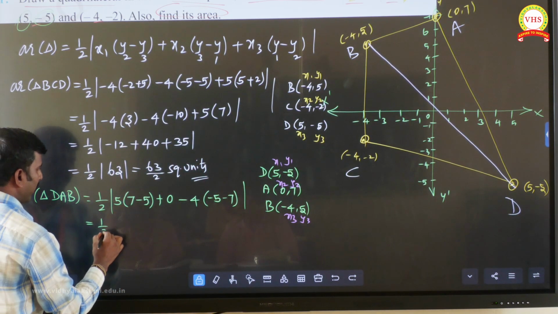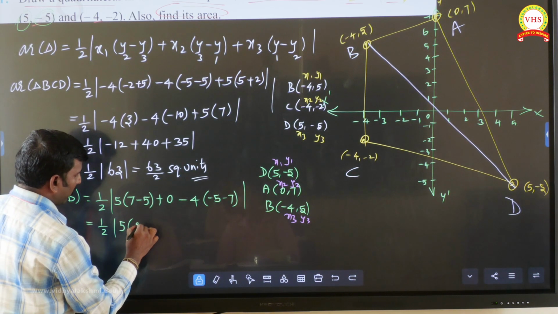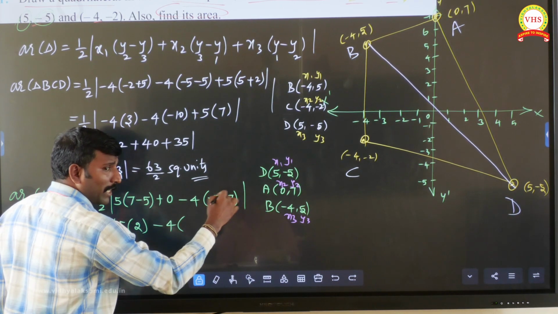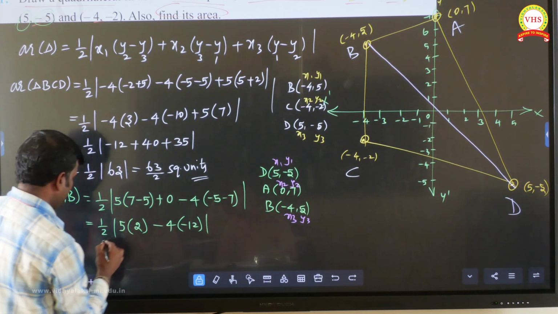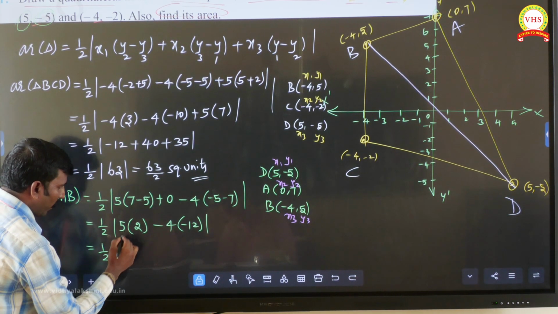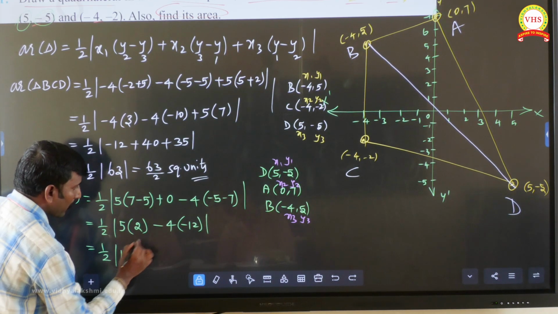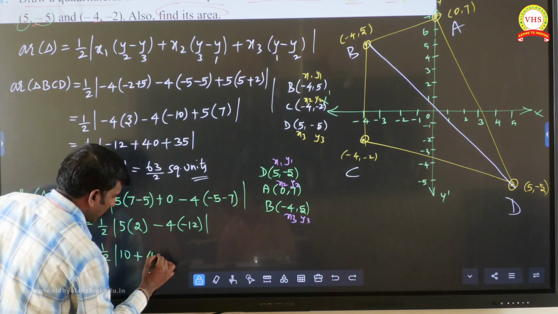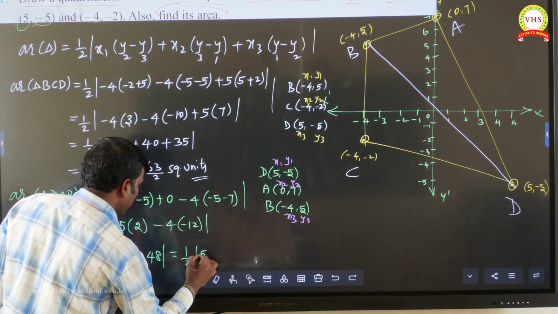So 1 by 2 into, what am I getting here? 5. And 7 minus 5, I am getting 2. 0, you just leave it. 4 into, both are negative, so we have to add and put the same symbol, minus 12, closed bracket. So what am I getting now, 1 by 2, 5 2s are 10, minus and minus plus, 4 12s are 48. So when I add, I am getting modulus 58.